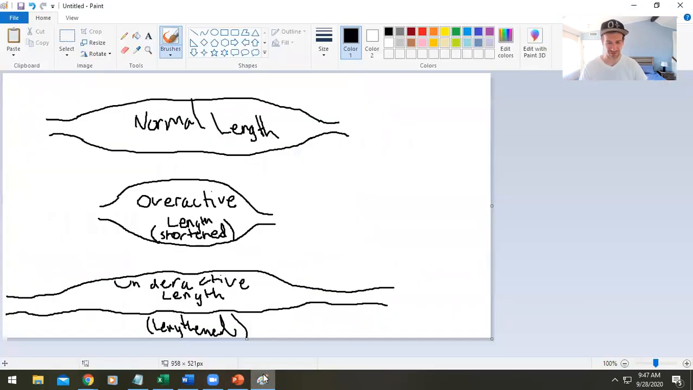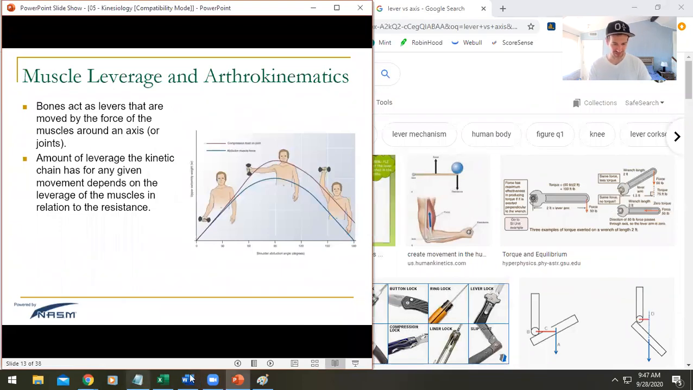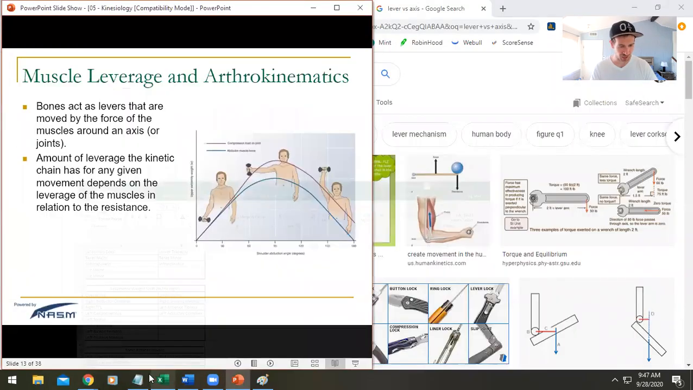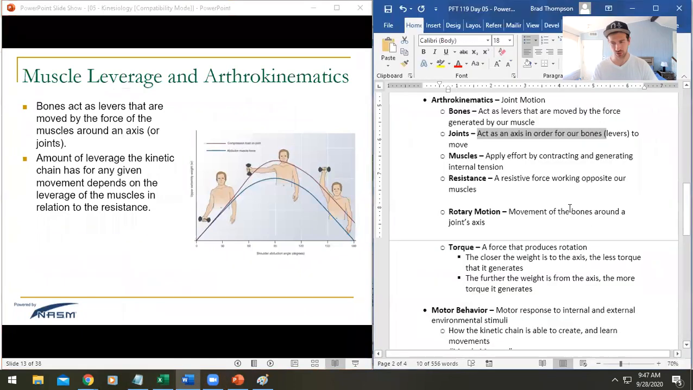It's like whenever you try to convert metric to standard. All right. We're just going to keep moving.